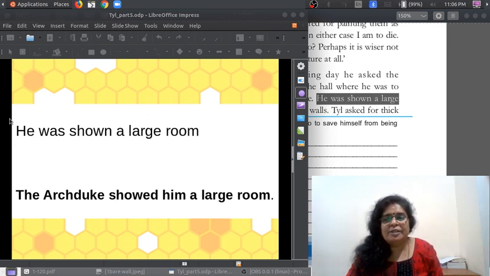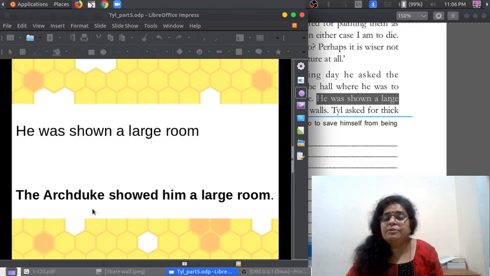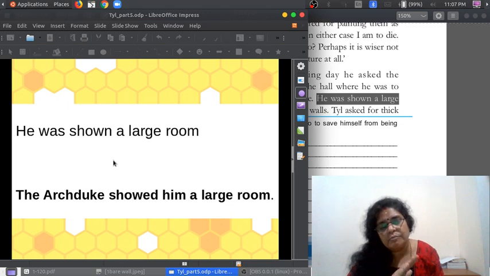In this sentence, the doer is not here. He was shown. Avane kaanichu koduthu. Aaro, Archduke aaro, it's not said. Here, the Archduke showed him a large room. The Archduke showed him. Okay. So, what is the difference here? In this sentence, there is no doer. Here, the doer is here. So we can say this is a passive sentence and this is an active sentence. Doer undengil, cheyda aal undengil, adu active aanu. Cheyda aal illengilo passive. That's all.